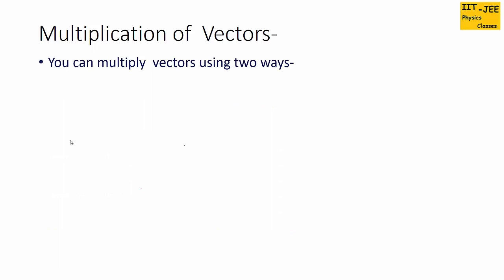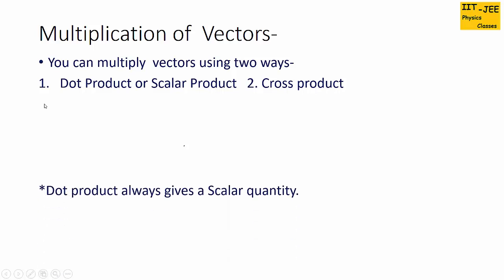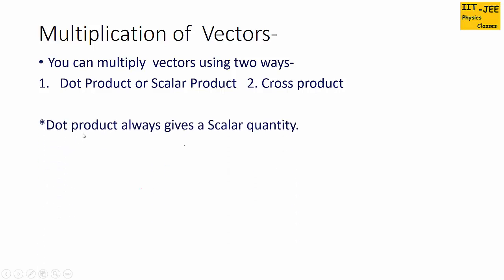You can multiply vectors in two ways. First is using the dot product, also called the scalar product, and the second one is the cross product or the vector product. The resultant of a dot product is always a scalar quantity. That means if you multiply two vectors using the dot product, the resultant quantity would be a scalar quantity. It would have only magnitude and no direction.